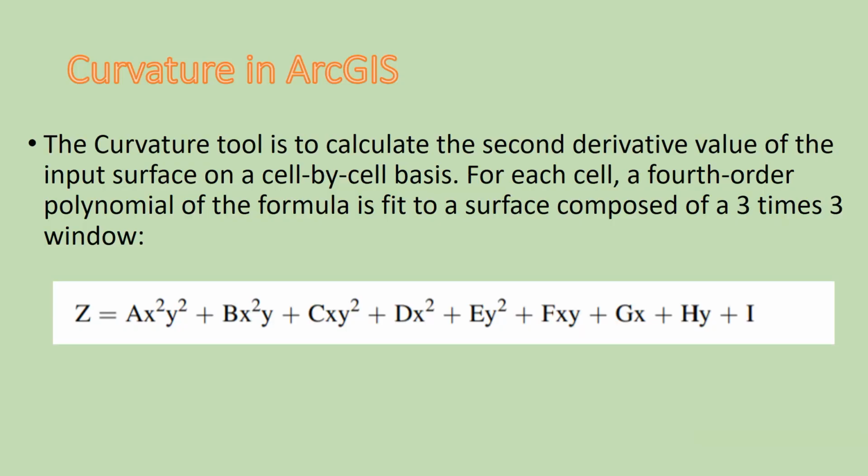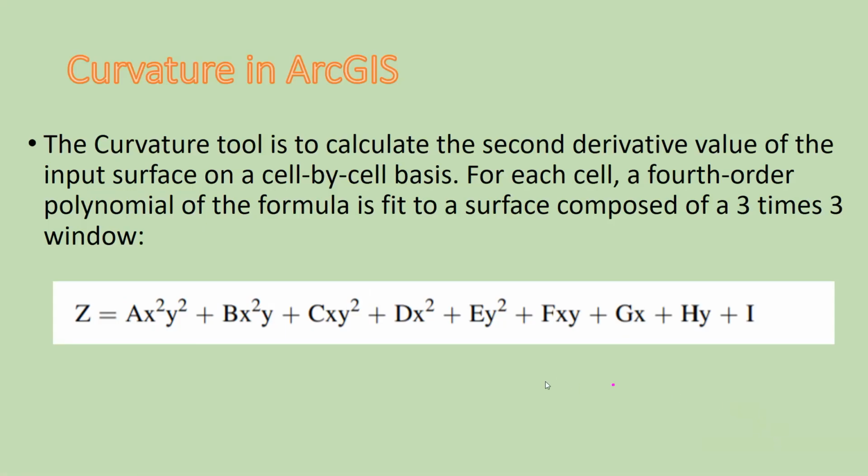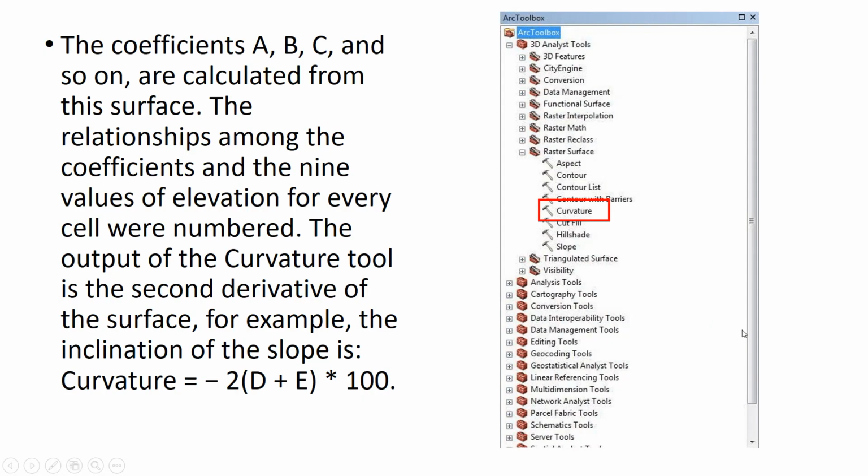Curvature in ArcGIS. The curvature tool calculates the second derivative value of the input surface on a cell-by-cell basis. For each cell, a fourth order polynomial of the formula is fit to a surface composed of a 3x3 window. As you can see on this image, it's a polynomial equation of a second derivative, but do not worry, ArcGIS computes it on its own. So the coefficients A, B, C, and so on are calculated from this surface. The relationships among the coefficients and the 9 values of elevation for every cell are numbered.